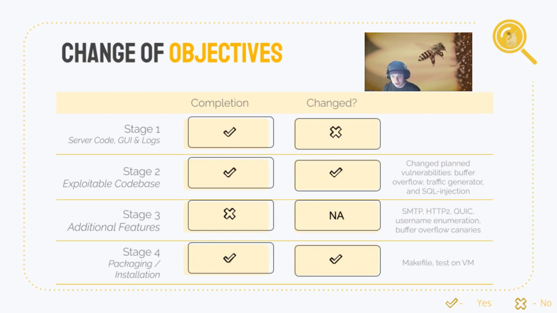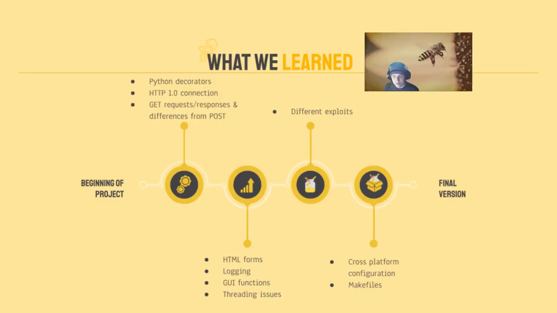In stage 2, the vulnerabilities we implemented were switched around with the ones mentioned in the previous slide. And for stage 4, we decided to go forward by making a makefile so that the project can easily be installed and run on several different systems. We learned quite a lot throughout this project.